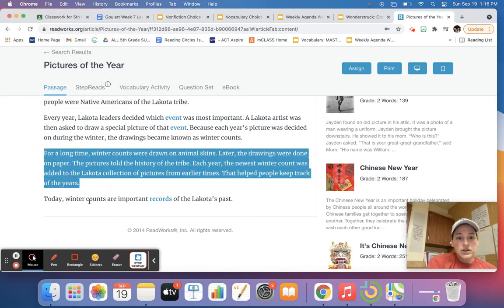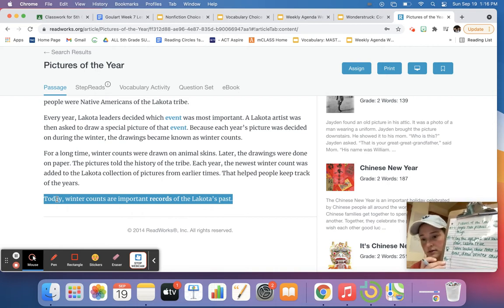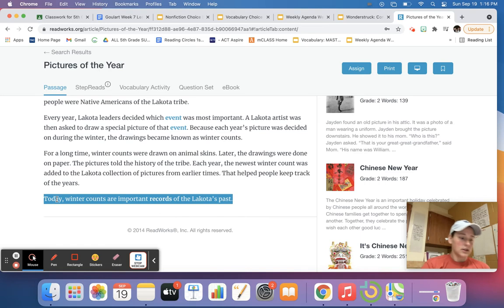For a long time, winter counts were drawn on animal skins. Later, the drawings were done on paper. The pictures told the history of the tribe. Each year, the newest winter count was added to the Lakota collection of pictures from earlier times. That helped people keep track of the years. Now let's add the 7th to it. Today, winter counts are important records of the Lakota past. So in my margin, 9 with the line 6-7.